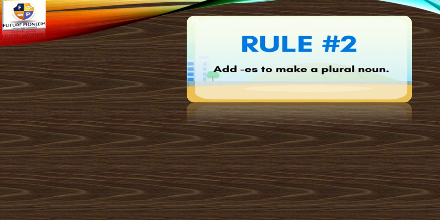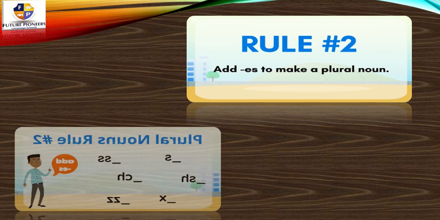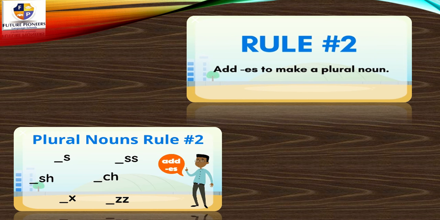Add es to make plural noun. So when can we add the es? Maybe with books? No. Let's see here. If the word ends with the letter S or double S, SH, CH, X, or double Z or Z. So, if any word ends with one of these, I will just add ES at the end of this word to make it in a plural form.